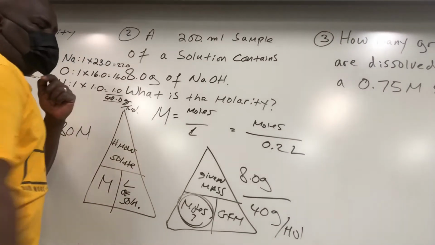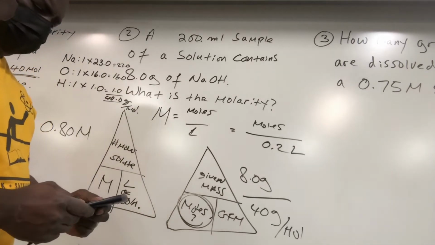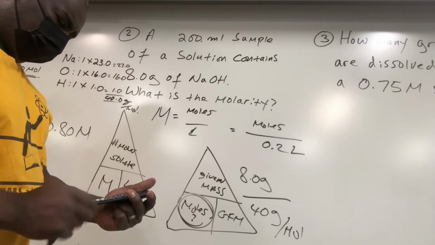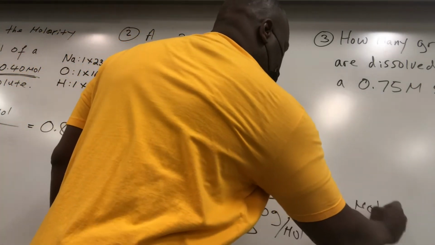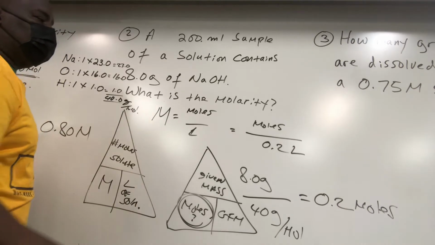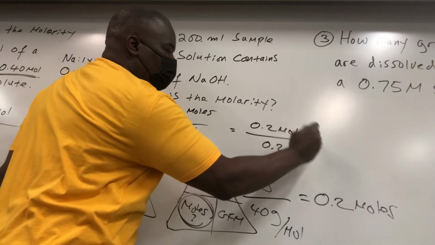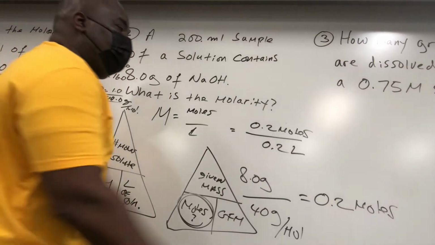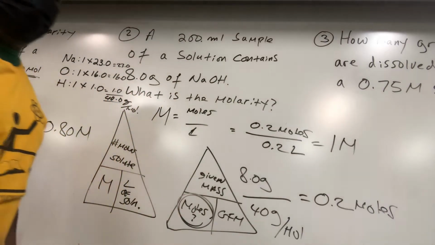So what do we have to do now? We have 8 divided by 40. I should be able to do that in my head, but my age is catching up with me. So 8 divided by 40 equals 0.2 moles. Bam. So now we have our moles. We now have 0.2 moles of NaOH divided by 0.2 liters, and I think I can do that calculation. That's going to give us 1 big M, 1 molar, in terms of the concentration, and you're done.